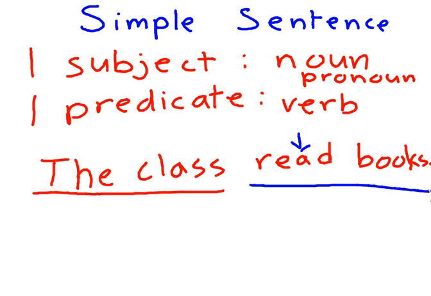Go ahead and write a simple sentence on your whiteboard that has one subject and one predicate. Remember, the subject is our noun and our pronoun from the grammar wall. Okay? And once you're done, show me. Like right away, show me. And I'm going to write one up here.